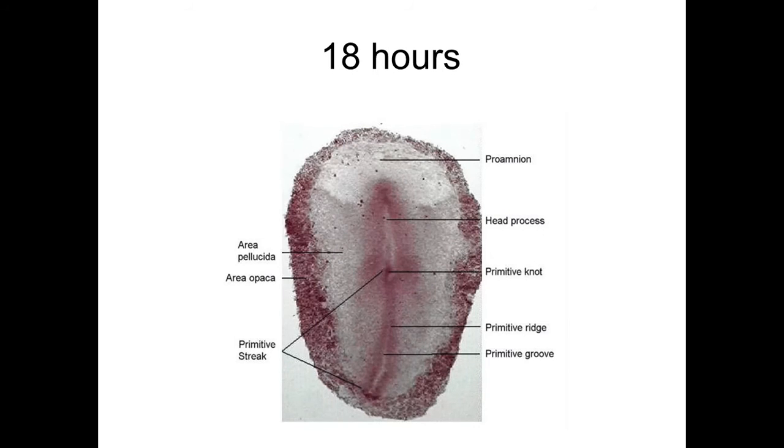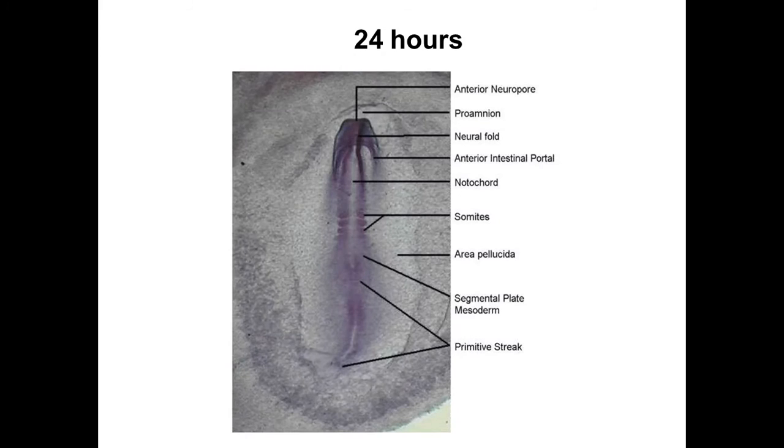At 18 hours, you can see a smaller primitive streak compared to the one a while ago. So in this stage, we can see that an area known as the head process is beginning to manifest. Later on, this head process will have dramatic changes, particularly in the 24-hour stage. So let's take a look at the 24-hour stage.